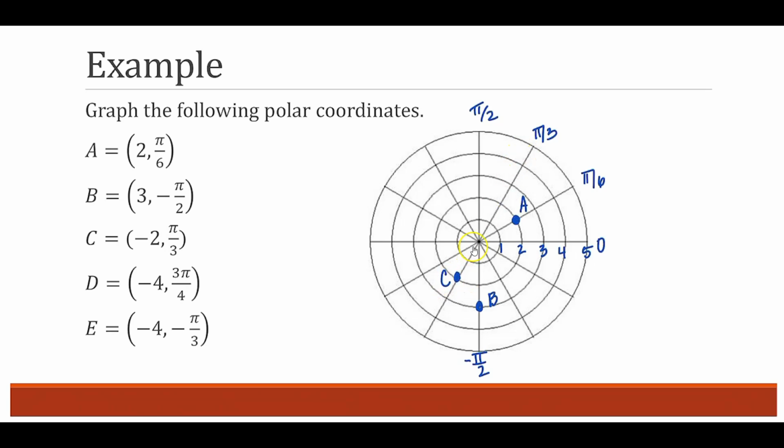So if I'm directly across from pi over 3, I'm still going to have a reference angle of pi over 3. So this angle down here is actually 4 pi over 3.